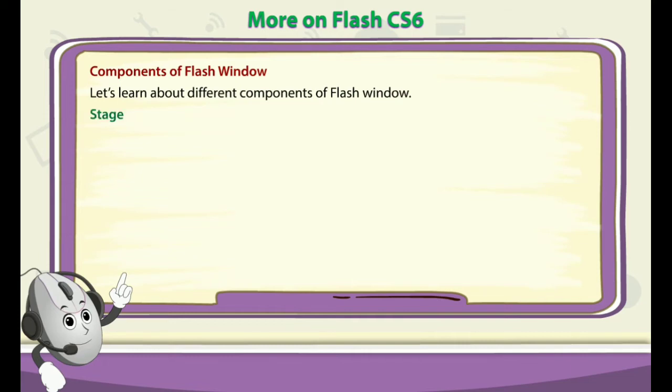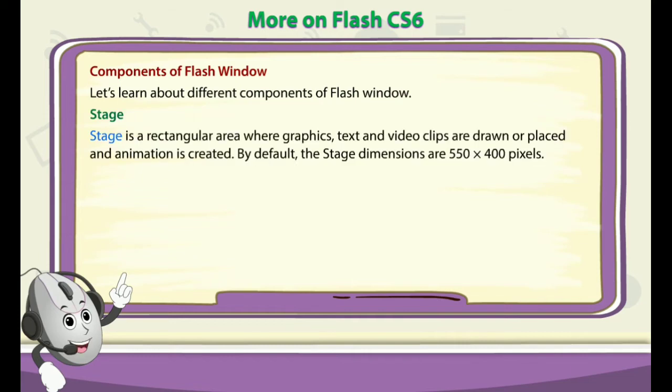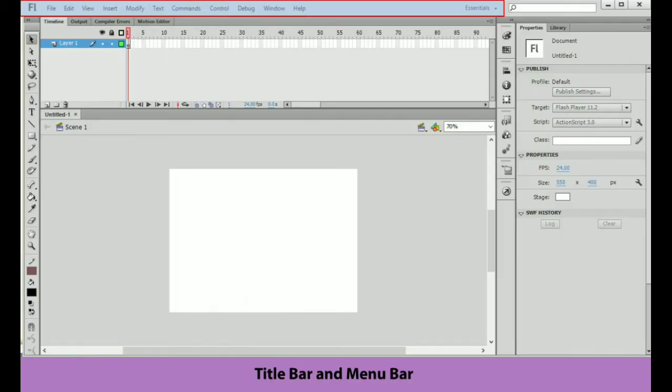So when you start a Flash window, first we have the stage. So what is the stage? It is a rectangular area where graphics, text, video clips are drawn or placed and animation is created. As we have a document area in Paint, in the same way we have the stage. By default the stage dimensions are 550 by 400 pixels.